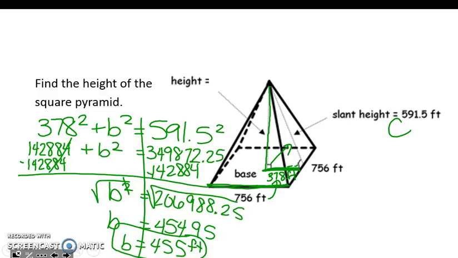All right, so I went ahead and did all the math, and you are going to be getting a lot bigger numbers, okay? So when I solved for B and I square rooted 206,988.25, I got 454.95. That 5 tells me to round that 9 up, so I end up having to round it to 455 feet.